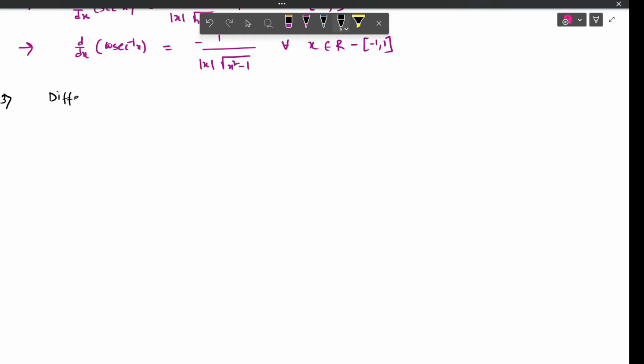Differentiate e to the power root x with respect to x from first principle. Let's see the solution of this.